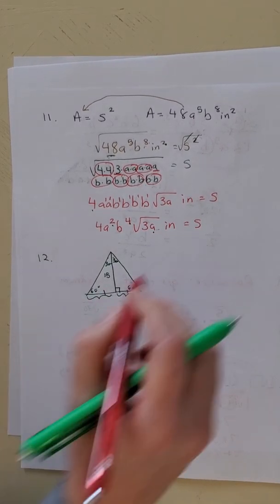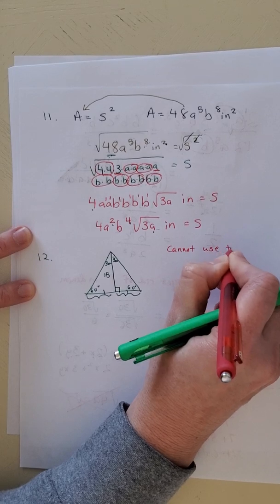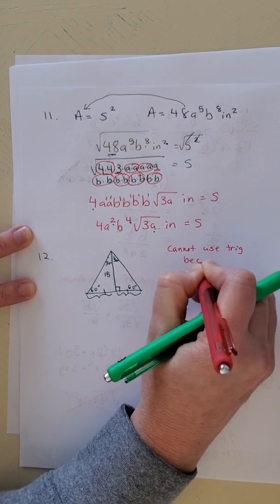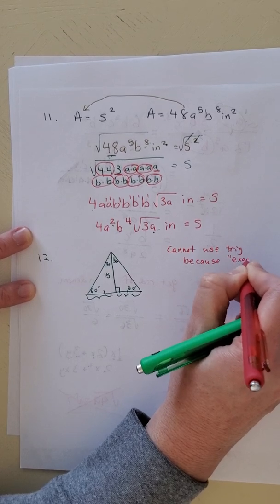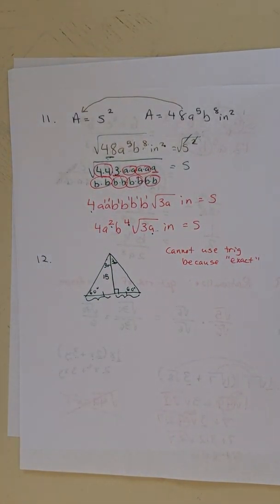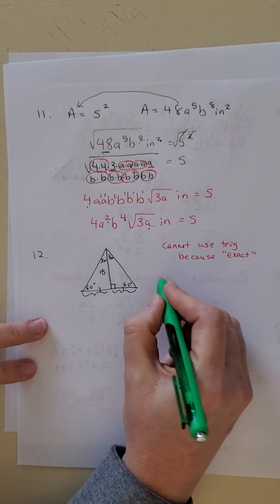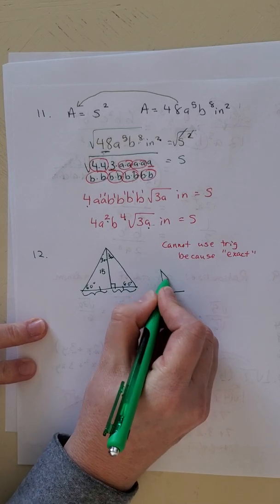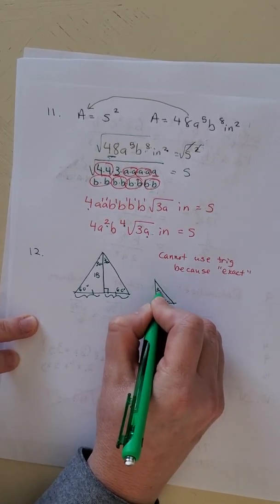You cannot use trig because it says exact length. So exact length means that you have to leave a radical in your answer. So we need to use the special reference triangle for a 30, 60, 90 triangle. So here's my 60 and here's my 30.